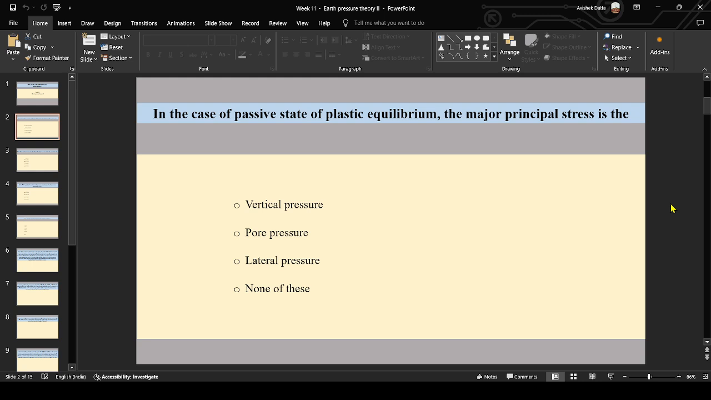I'll repeat the question once. In the case of passive state of plastic equilibrium, the major principal stress is the. The options are vertical pressure, pore pressure, lateral pressure, or none of these. I hope it was clear. I'll go to the next question.